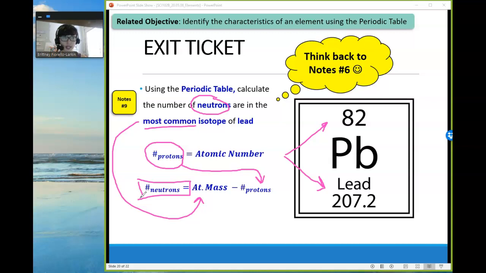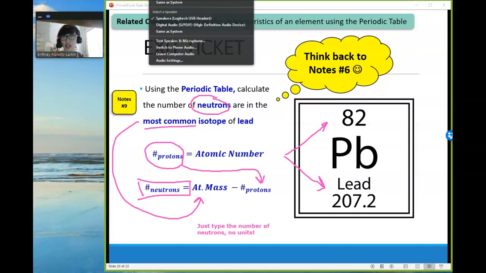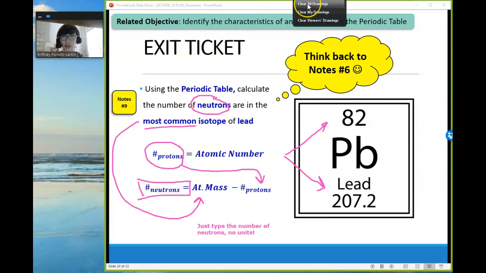All right, so you should be able to answer number 9, type in the number. So all you need to do is type in the number of neutrons, no units. Don't put any units. I already know that it's asking for neutrons. All right, so let's go ahead and move on from here. Pause the video, finish that one up, and then continue playing.